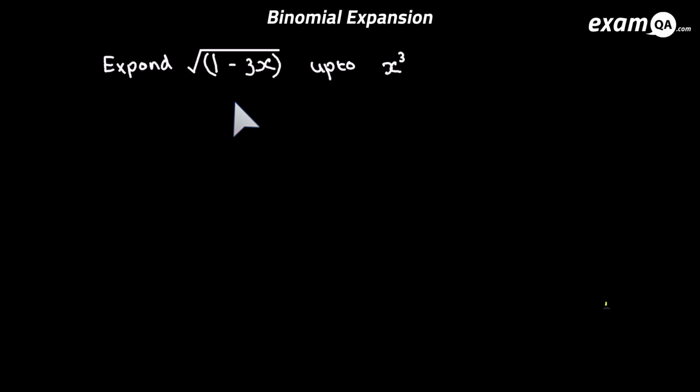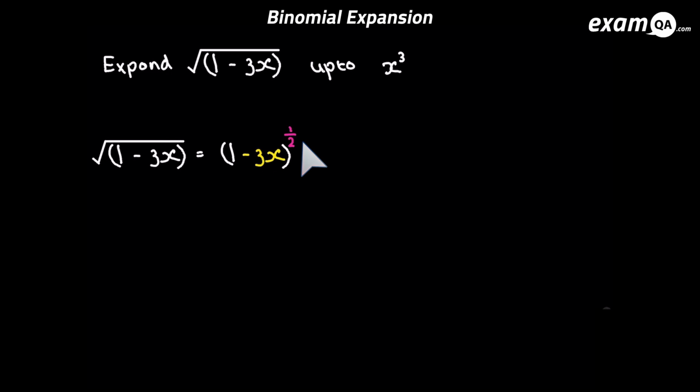So here we've got another question, and we ought to expand it to x cubed. So it's got a square root in it, and we can easily get rid of that square root. So let's do that first. So that's changed into 1 minus 3x to the power of a half. So it's a fractional power, which makes it a year 2 binomial expansion.